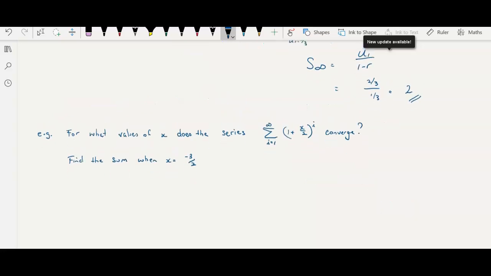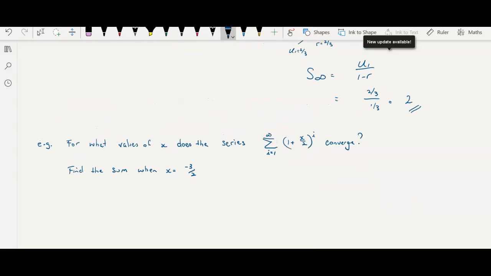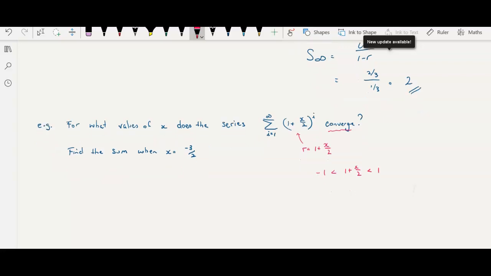Okay, let's consider this example. We have a series defined by this expression. We can see from the sigma notation that it's an infinite series. And I can see that I've got here 1 plus x over 2. This is my r. r is equal to 1 plus x over 2. So if I put x equals 1 in there, that's 1.5. That's not going to converge. That's going to be a divergent sum. So what we're asked here is for what values of x does this converge? So I need my r to be between -1 and 1. So I need to solve this inequality.